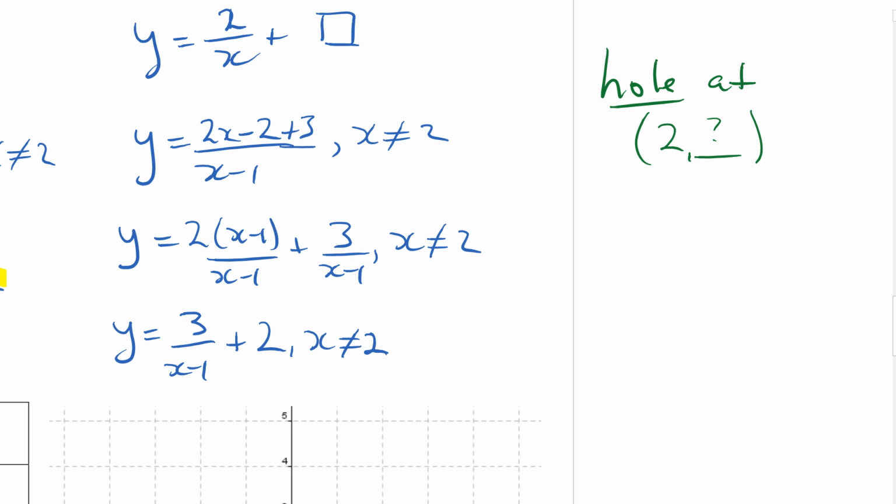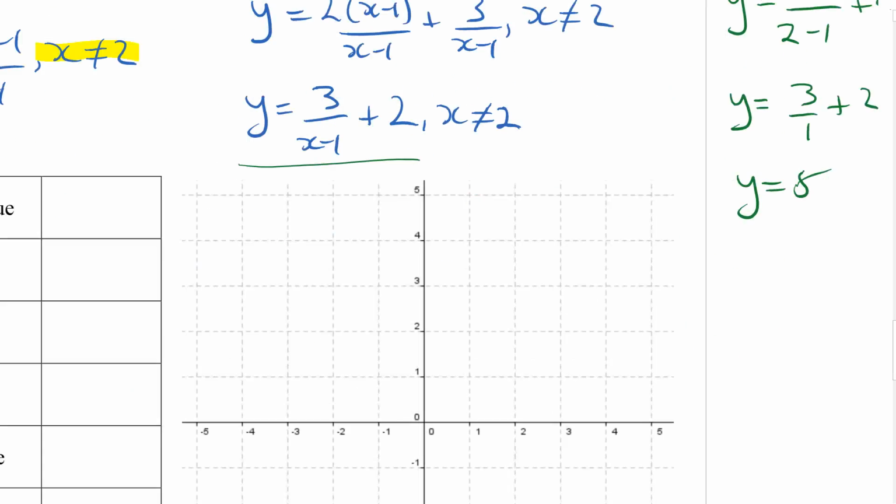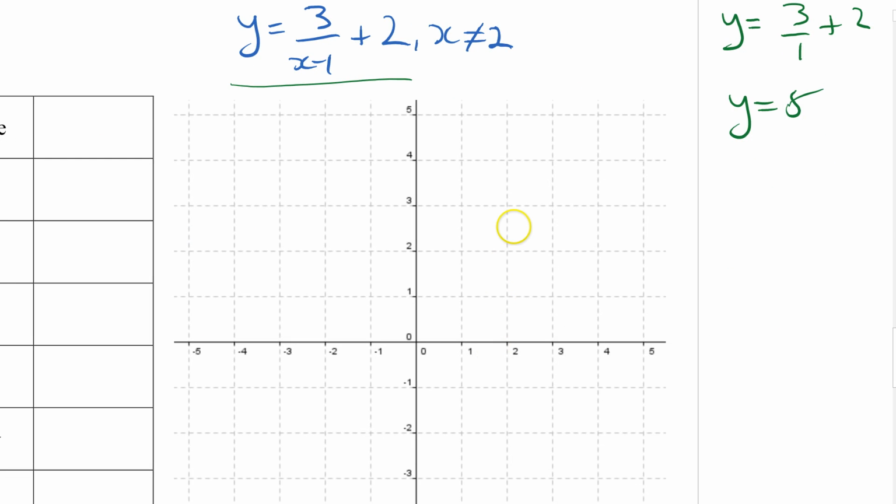So taking this definition here, I'm going to say that y is equal to 3 over x minus 1 plus 2, but now I will substitute a 2 in for x. So I'll say y is equal to 3 over 1 plus 2, so y is equal to 5. Oh, that's a messy 5, but I'll just put a nice neat 5 over here. So we have a hole at 2, 5. So going over here, 2, 5, up here is where my hole is, right there.